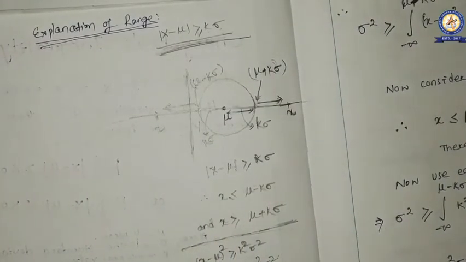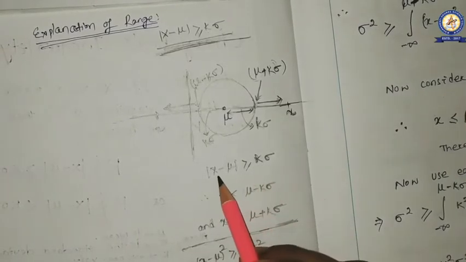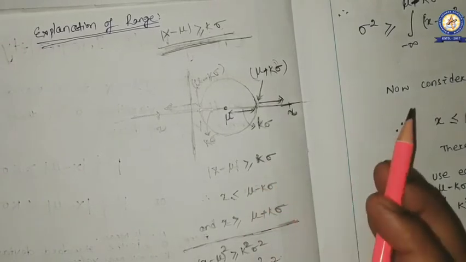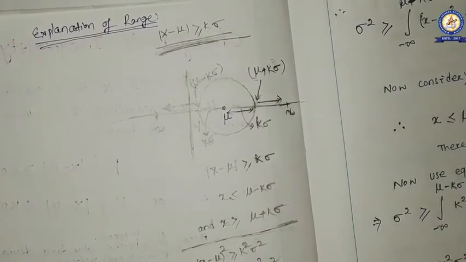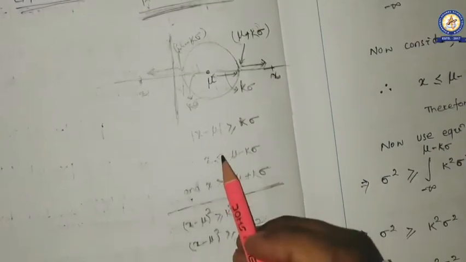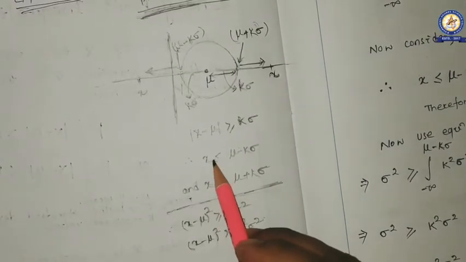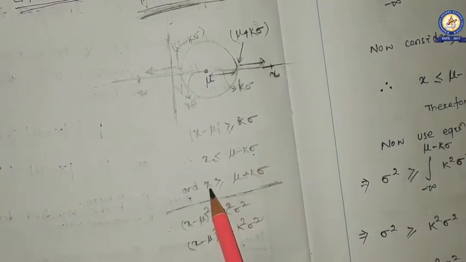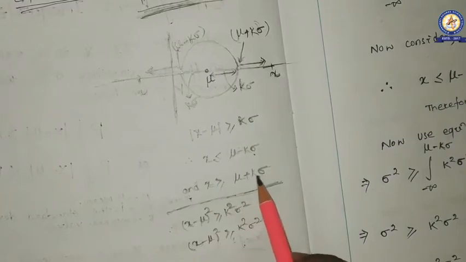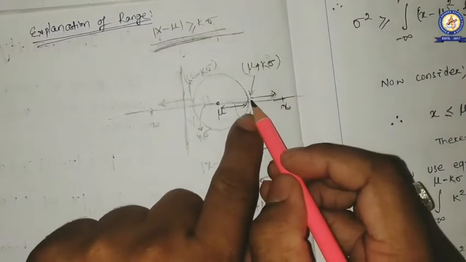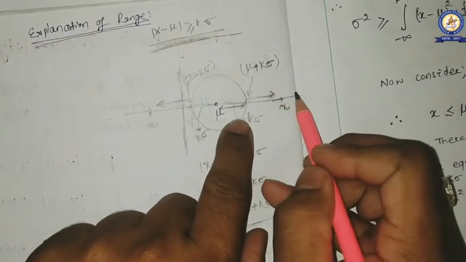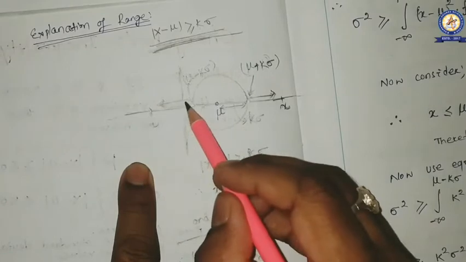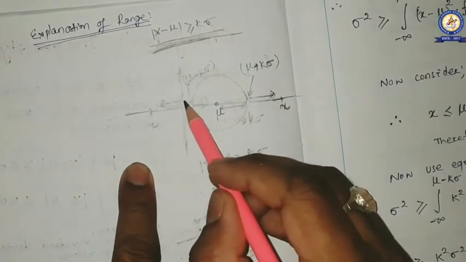Now we have to find out what will be the range of |x minus mu| greater than or equal to k sigma. The range of x will always be x less than or equal to mu minus k sigma, and x greater than or equal to mu plus k sigma. That means after this point all the values of x, and beyond this point towards the negative x-axis, all these points will be considered.